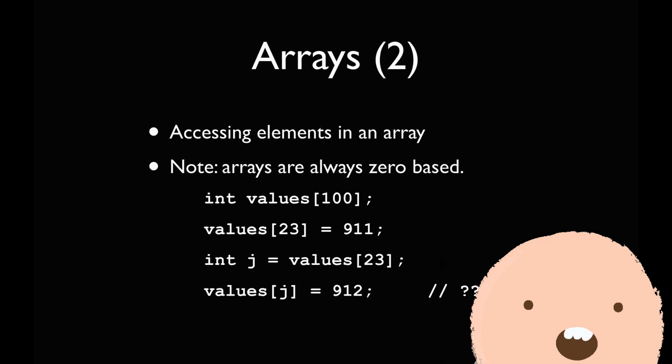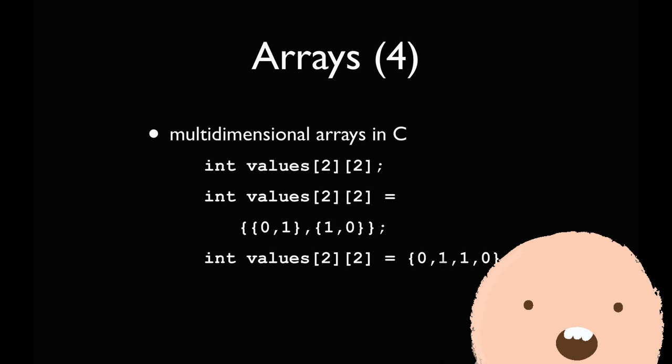So you're always going to want to make sure when you use arrays that those indices are actually in range and correct. We also can have multi-dimensional arrays in C. Here I've got an example, values, and I've defined it to be a 2 by 2 array. And I can have arbitrary dimensions.